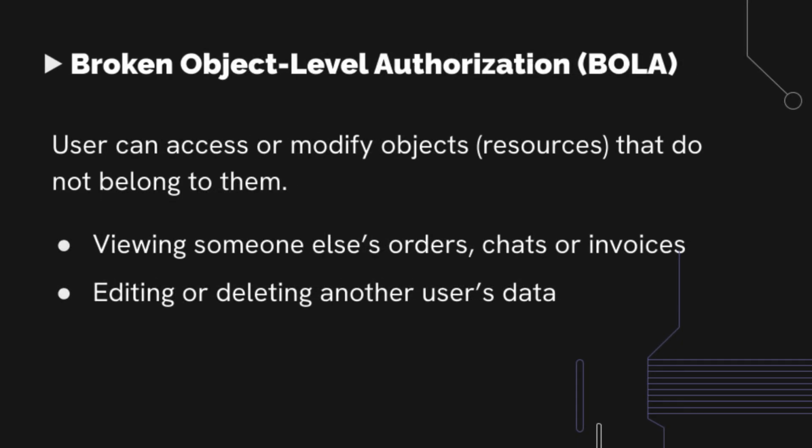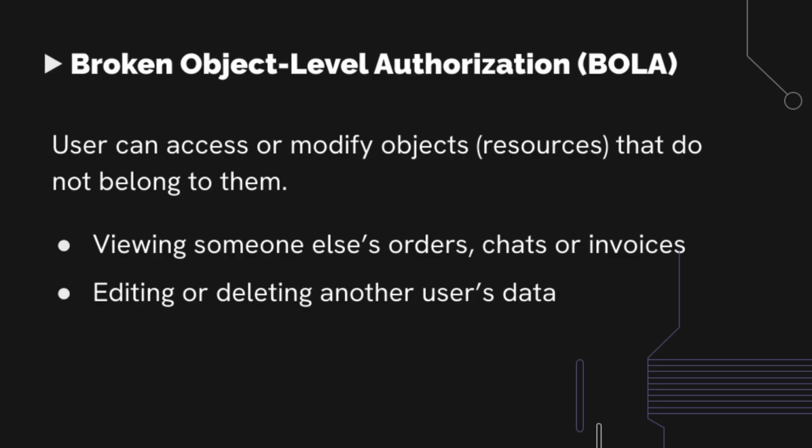Now let's look at another very common and dangerous authorization vulnerability called BOLA, which stands for Broken Object-Level Authorization. BOLA happens when a user is able to access or modify resources that do not belong to them. For example, on a functional level, all the users in the system are allowed to view records in the system like chat messages, orders, invoices, or enrollment records.